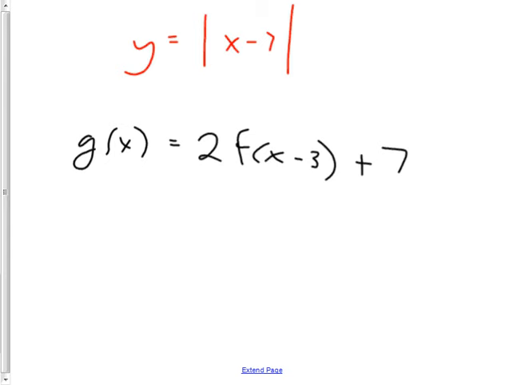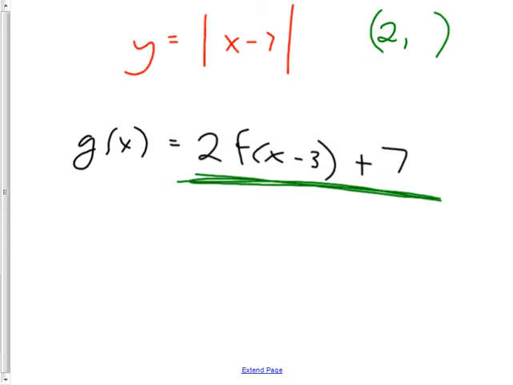If I take any point from the original function, what I taught you yesterday was how to take that point and move it to a new spot based on these directions. Okay, so let's figure out a point that would be on this. If I put in x is 2, what would have been the result in the original function for y? Absolute value of negative 5, which would be 5. Good. Does that make sense to you?